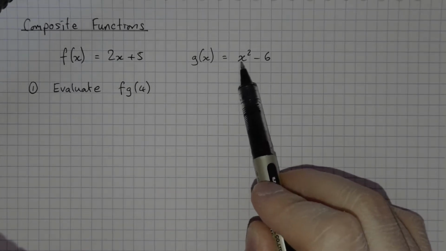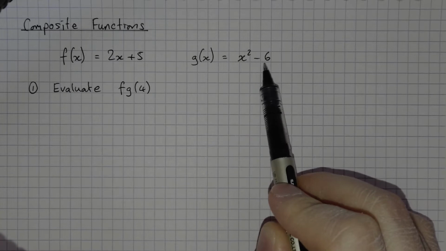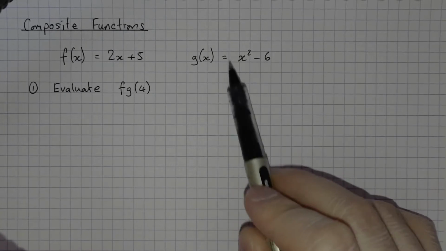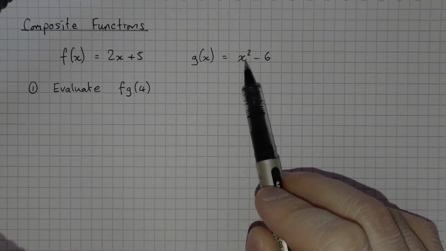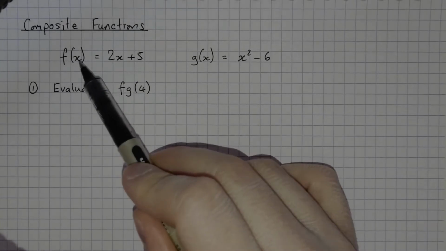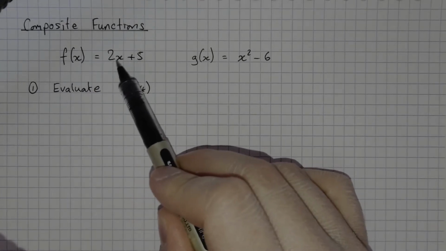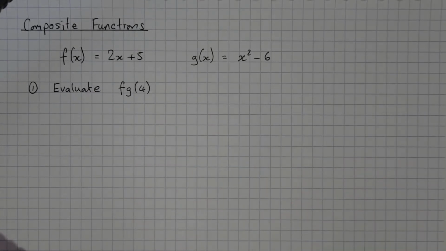Well, g of 4, 4 squared is 16, take away 6 gives us 10. So when you do g, you get 10 as the output, and that becomes the input for this one. So we do f of 10, 2 lots of 10 is 20, add 5, so we get 25. So we know the answer is 25, we did it in our heads.